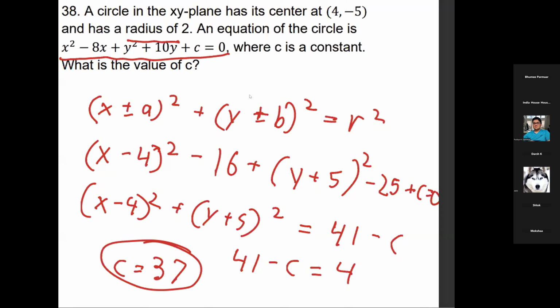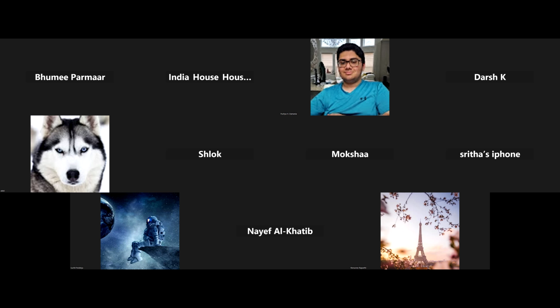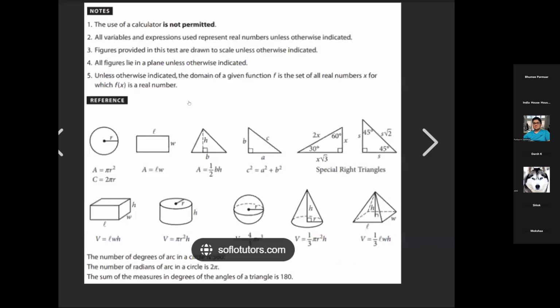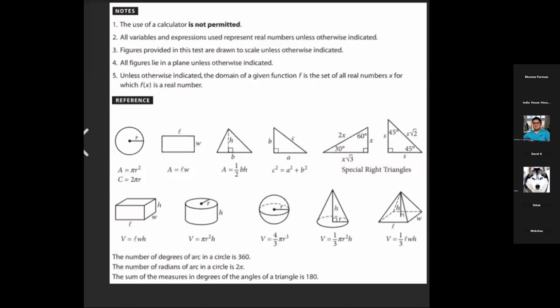Someone asked, will they give you a formula chart on the SAT? Yes. They'll give you some formulas. Let me actually pull it up. Hold on a second. You'll get this. This is all you're given on the SAT in terms of formulas.